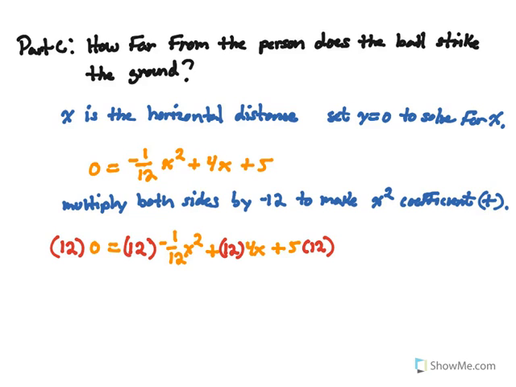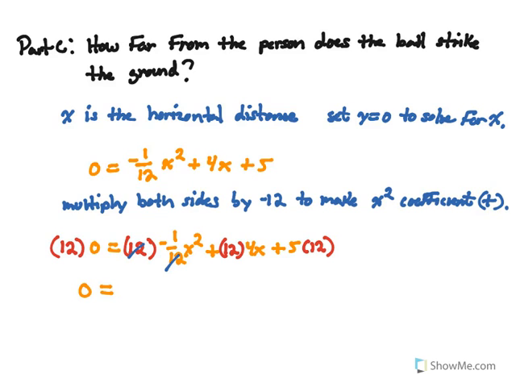Okay, so this will make things a little bit easier when we do that. So let's go ahead and calculate this and see what we get. Okay, so 12 times 0 is 0. Okay, so these 12s will cancel, and then you're just left.